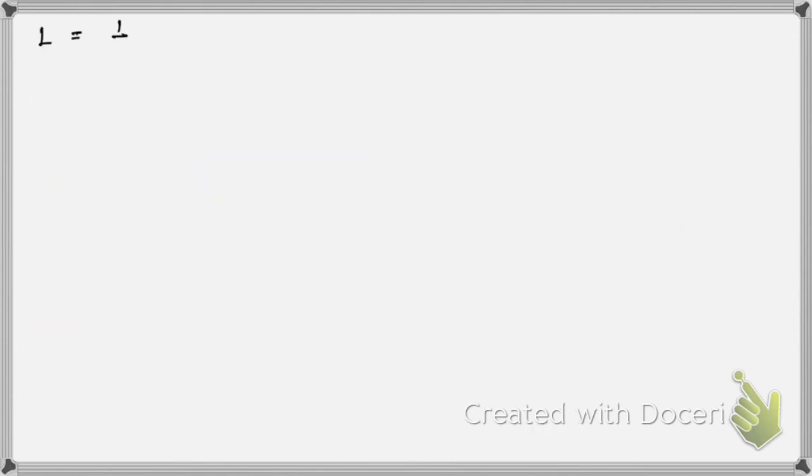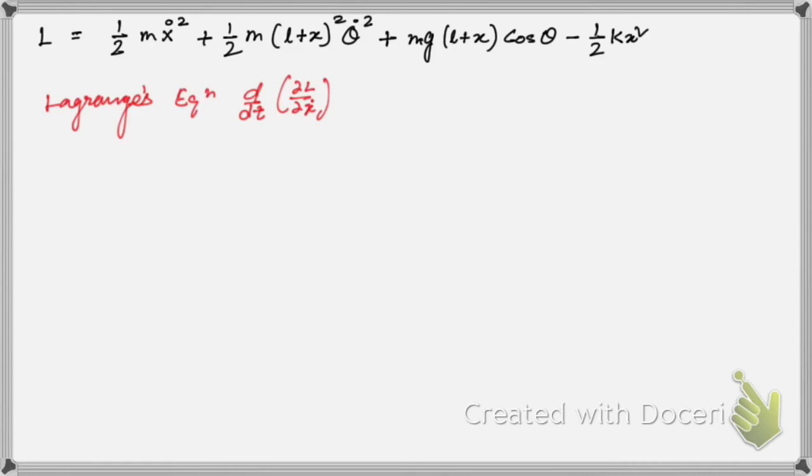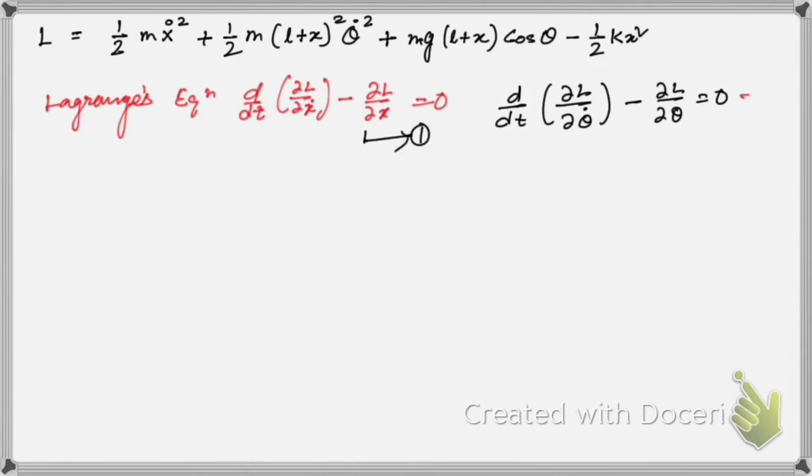Now here you see, let me rewrite the L again. So this is the L, we have got already. Now the Lagrange equation is given by d by dt of del L by del x dot. So we will get a pair of Lagrange equations, one with respect to x and another with respect to theta. So this is for x, and for theta we will get this equation. This is equation number 1, suppose, and this is 2.